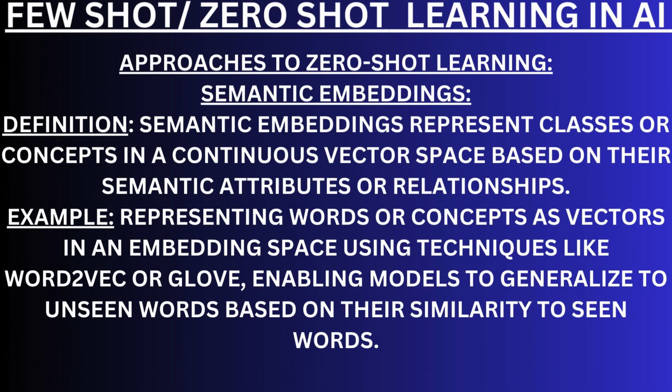Approaches to zero-shot learning. Semantic embeddings. Definition. Semantic embeddings represent classes or concepts in a continuous vector space based on their semantic attributes or relationships. Example: representing words or concepts as vectors in an embedding space using techniques like Word2Vec or GloVe, enabling models to generalize to unseen words based on their similarity to seen words.